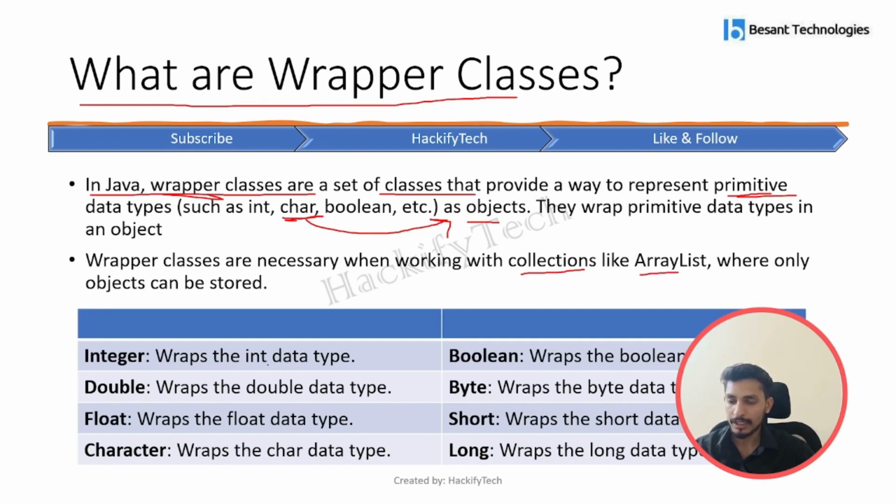So how can we store an integer value into wrapper classes? We can define it with the name, for example Double, and make sure your primitive data types start with a small letter, and wrapper data types start with a capital letter. Here I have mentioned all the data types, you can go through them one by one.